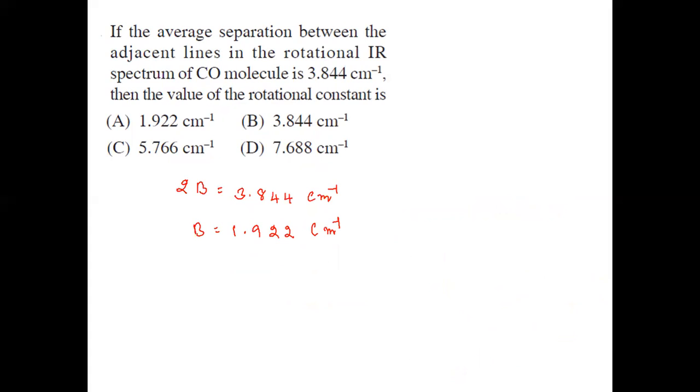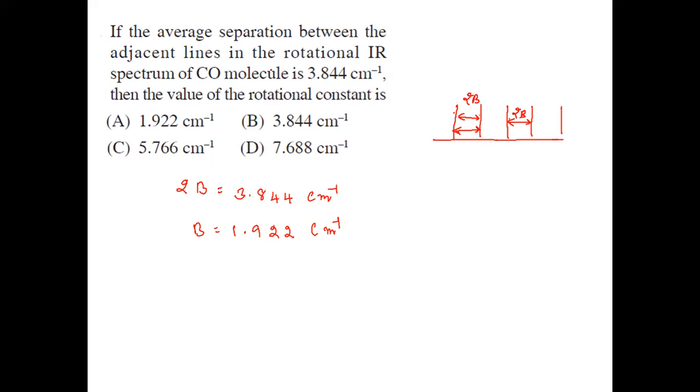The next problem: if the average separation between the adjacent lines in the rotational IR spectrum of the CO molecule is 3.844 per centimeter, then what is the value of the rotational constant? In the rotational spectrum, these are not the rotational energy levels; these are the rotational transitions. The lines don't correspond to energy levels. The difference between the lines in the rotational spectrum is taken as 2B.